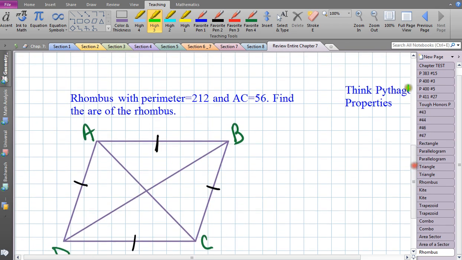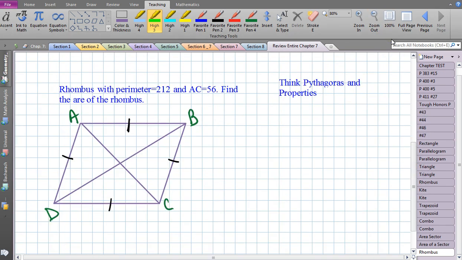Let's do one more here, and this one we're not going to focus on our 30-60-90 triangles. This one's going to really focus on using Pythagoras and those properties. So once again, we want to find the area of the rhombus, and what's given about the rhombus is the perimeter is 212. Well, if the perimeter is 212, using my calculator here, it looks like every single side of the rhombus is going to be 53.